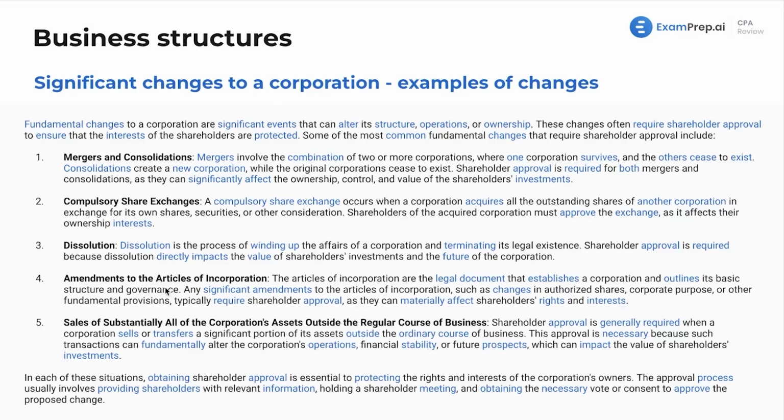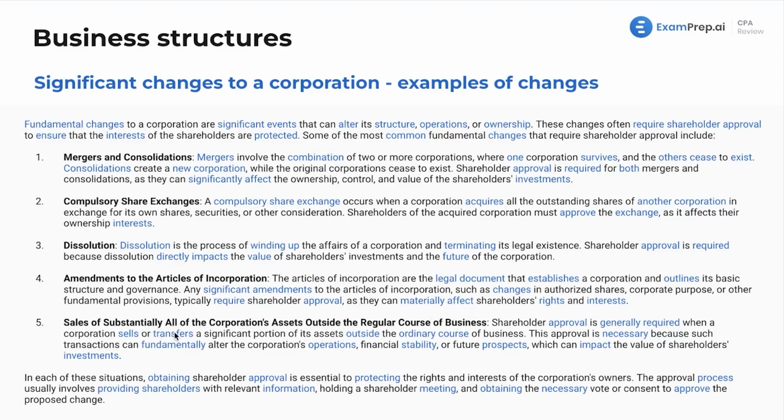Any amendments to the articles of incorporation, that is fair as well, changing essentially the founding documents of the entity. That again, I think that sounds pretty fair. The structure, the governance, any significant amendments to the articles of incorporation, any materially impactful changes for sure.